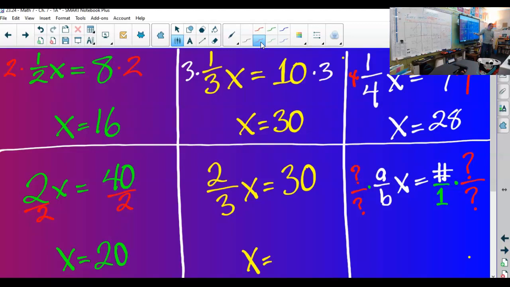This is division by 3. So with the division by 3, Jane said, well, we should probably multiply by 3. Sophie? Why?